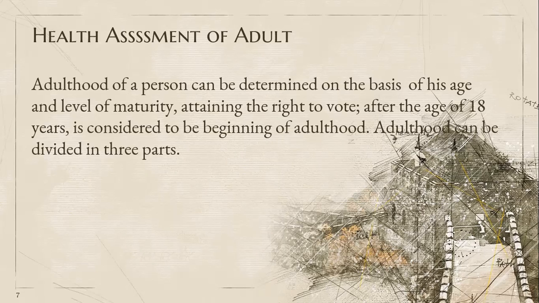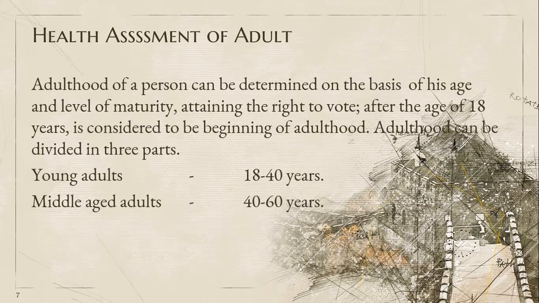Adulthood can be divided into three parts: young adults, means the age between 18 to 40 years; middle aged adults, means the age between 40 to 60 years; elderly adults, the age above 60 years. People after 18 years of age will be considered as adults.